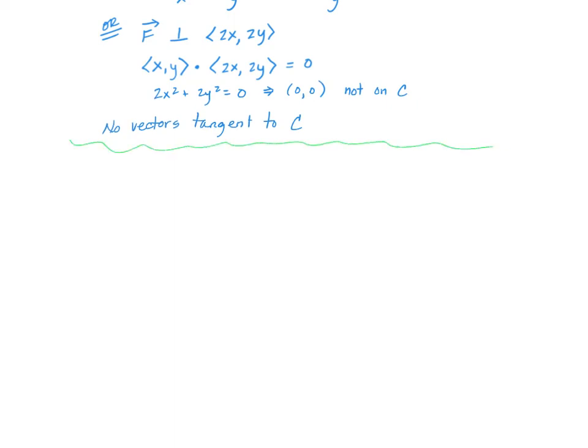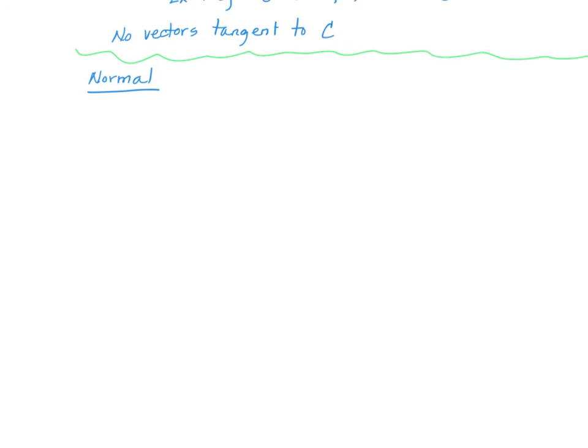Now let's check normal. Just because there are no vectors that are tangent to our curve does not mean that all vectors are normal. It could be that some vectors are normal or no vectors are normal. However, if I had found that all the vectors were tangent, then I would not have to check normal, because if all vectors are tangent, then no vectors are normal. However, I found that no vectors are tangent. So again, that doesn't mean that all vectors are normal. It could, but not necessarily. So we still have to check that.